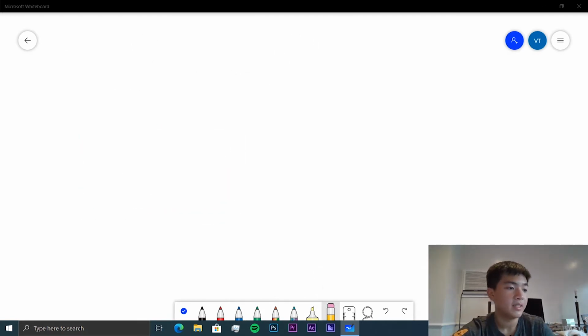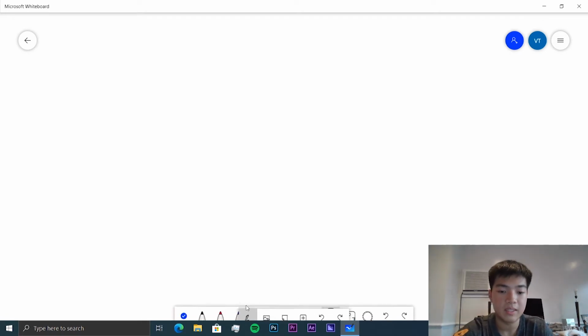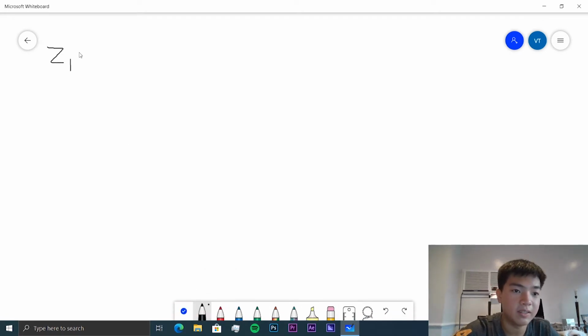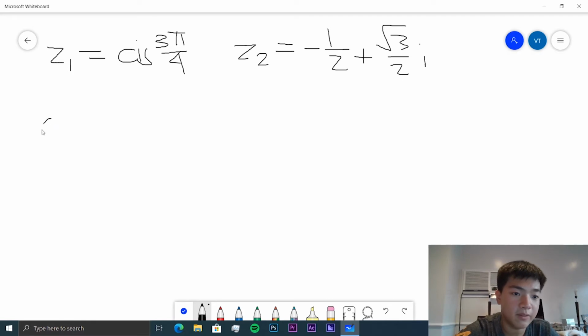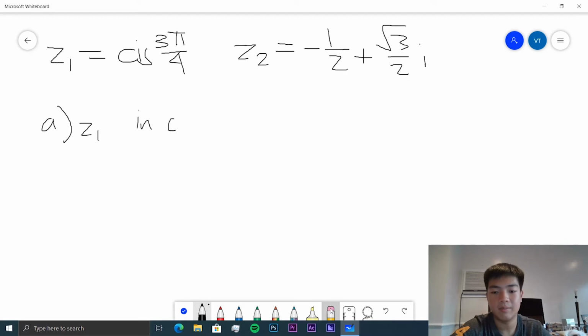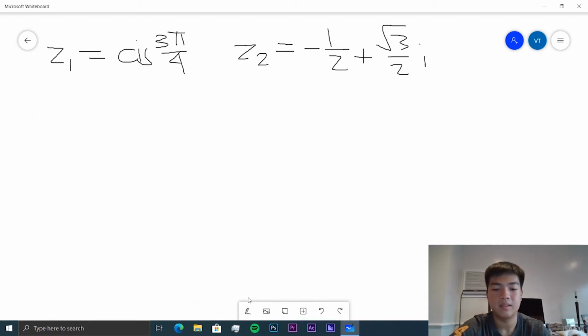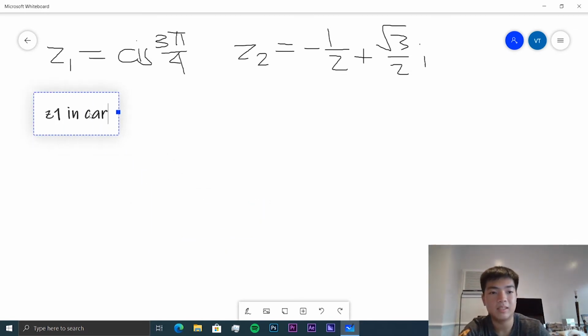Okay. Next question. Given the numbers, z1 is equal to cis 3 pi over 4, and z2 is equal to -1/2 plus square root 3 over 2 i. We need to find z1 in Cartesian form. Let me write this. We need to find z1 in Cartesian.